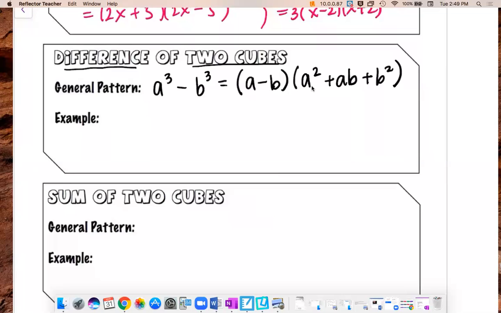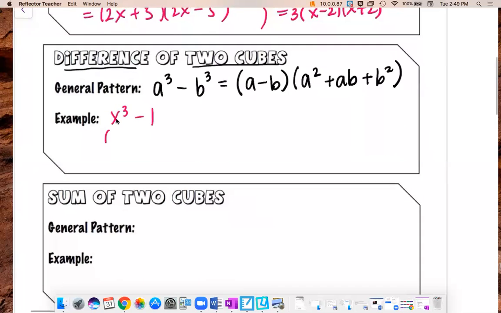Okay, so let's do a couple examples just so you guys can see what this does. So let's do like x cubed minus 1. Okay, so these are things that are being cubed. I can take x cubed because I know the a value in that case is really x, and then that's being cubed. And then the 1 is also being cubed because 1 times 1 times 1 is still 1. So now I know that my a is x and that my b is 1 because those are the things that are being cubed to make it look like this pattern.